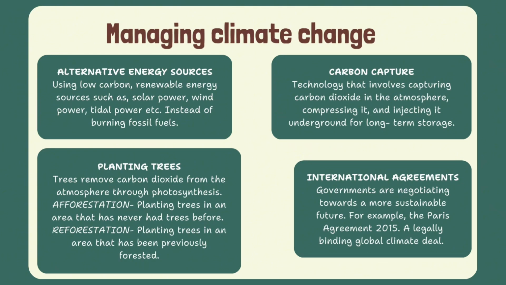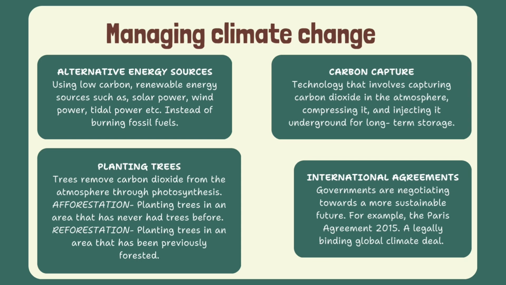Also, planting trees. We know that trees remove carbon from the atmosphere through photosynthesis. There are two ways we plant trees. Through afforestation, we plant trees in an area that has never had trees before, and reforestation, which is planting trees in an area that has been previously forested.